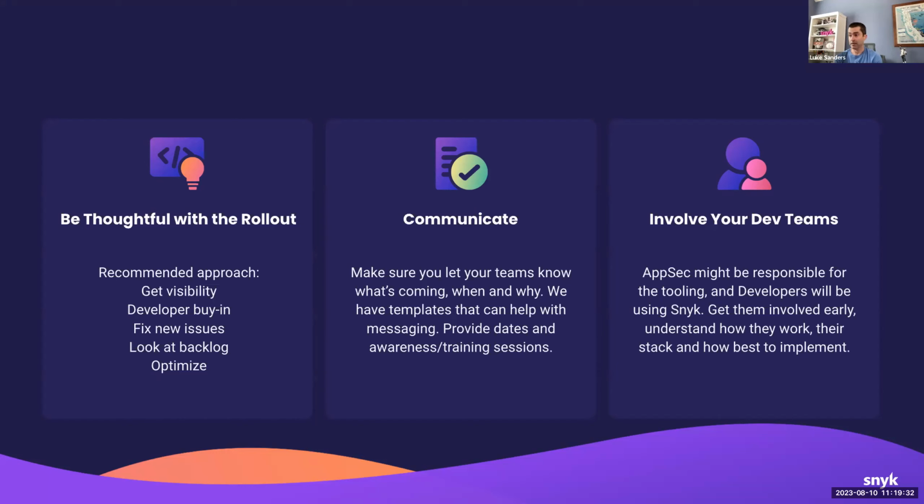It's important to communicate as well. So again, going back to the link that Maddie dropped in, make sure your teams know what's coming, when, and why. There is messaging you can take and copy for emails, for Slack. Hey, we're implementing this new tool. Here is why we're doing it. Here are the stages and when it's coming and when we expect you to do this. There's all sorts of training there for developers as well.